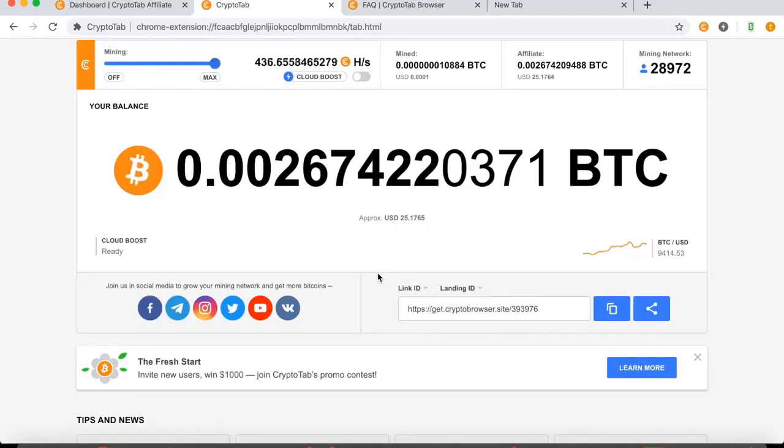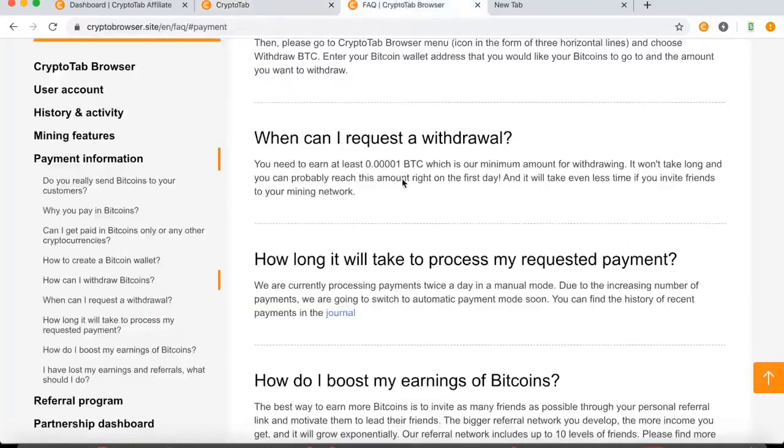So they definitely pay out, and like I said, it's just very simple. You just literally click on this button here, max it out, and just use the browser, and you're going to earn Bitcoins. You actually don't even have to use the browser. It just gives you more earnings if you use the browser, but you're still going to earn even if you just leave it running in the background. So it's very, very passive.